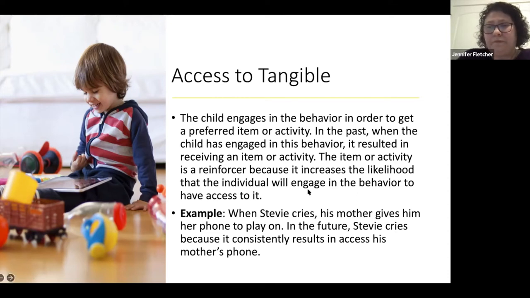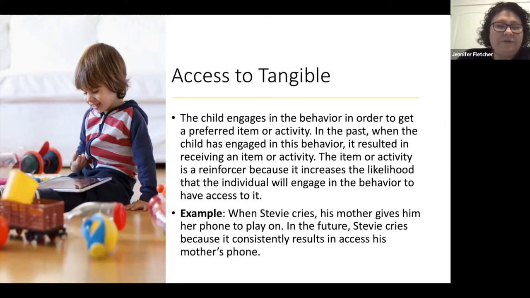All right, so access to tangibles. The child engages in the behavior in order to get something that they prefer. So probably at home, you see a lot of the iPad and the iPhones that they tend to want to get. When the child has engaged in this behavior in the past, it usually results in them being able to get an item or an activity that they want to do.